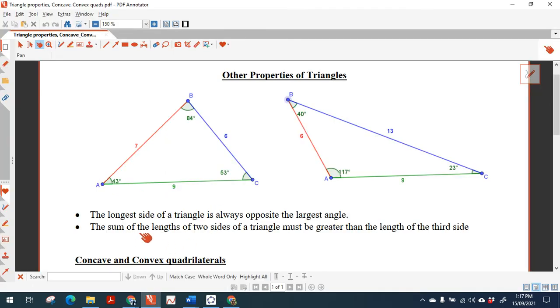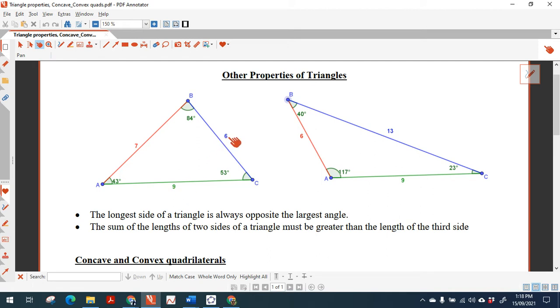All right, the other thing is the sum of the lengths of the two sides of a triangle must be greater than the length of the third side. So that means pick any two sides. So let's look at the red side, which is 7, and the blue side, which is 6. If you add 7 and 6 together, it's bigger than the third side, isn't it? Which is only 9. 7 and 6 is 13, which is bigger than 9.